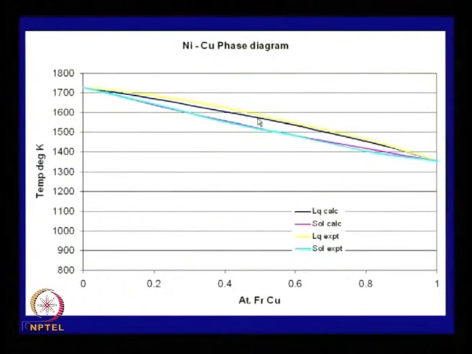This black line here represents the calculated liquidus line. Similarly, this violet line represents the calculated or predicted solidus line, and we have superimposed here the experimentally obtained liquidus and solidus line from handbook data. And you look at, with these assumptions, we are not very far away, although there are little deviations, but near both these ends, we can say that this nearly follows an ideal solution. Nickel and copper, if we assume that they form ideal solution in both liquid and solid state, this assumption is not far away from reality.